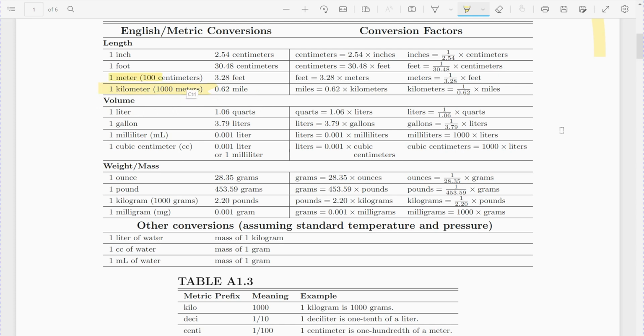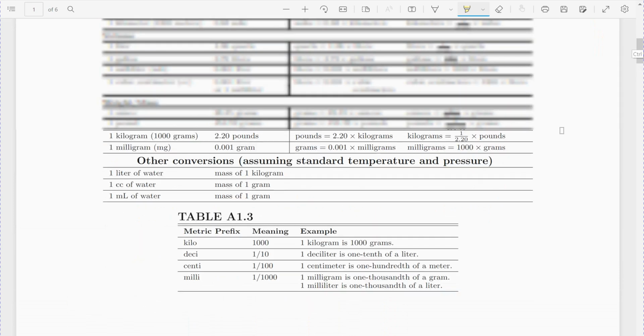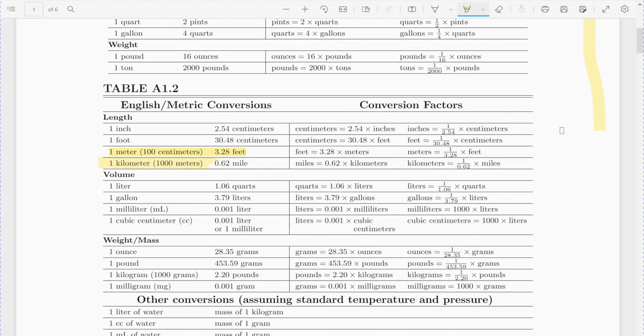And then I've got meters to feet. If you know anything about the metric system, it's the table down here. A kilo means 1,000 of whatever the unit is. The unit in this case would be meters, right? So 1,000 meters is the same as a kilometer. So I'm going to use that. A kilometer is the same as 1,000 meters. And then I know 1 meter is equal to 3.28 feet. So those are the conversions I'm going to use.